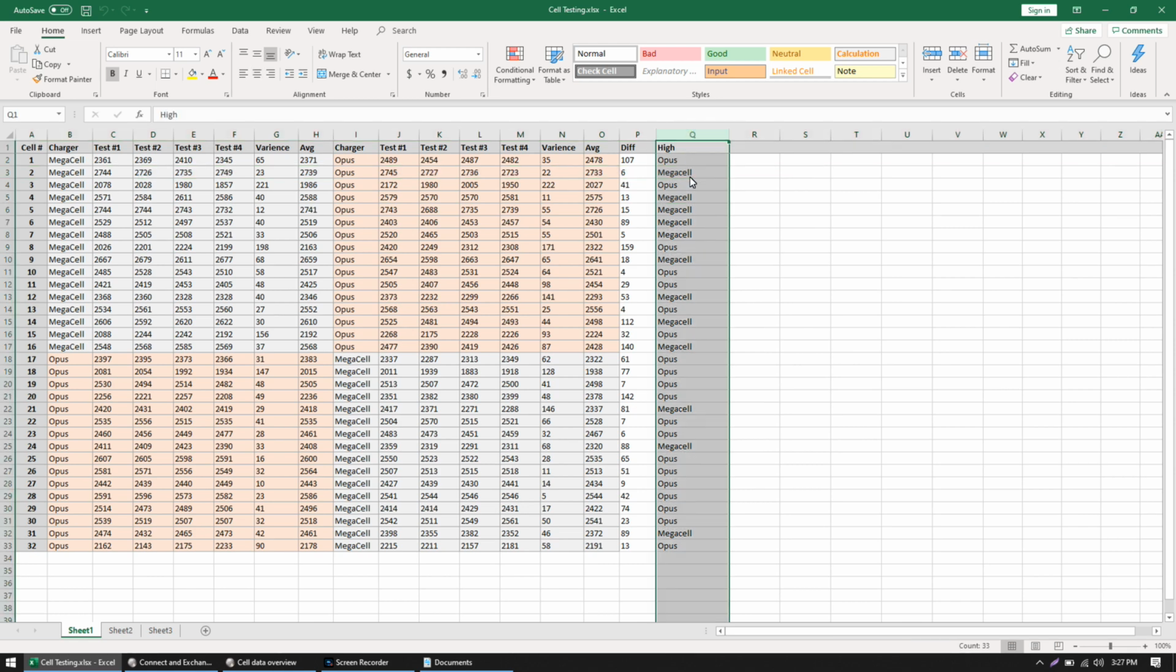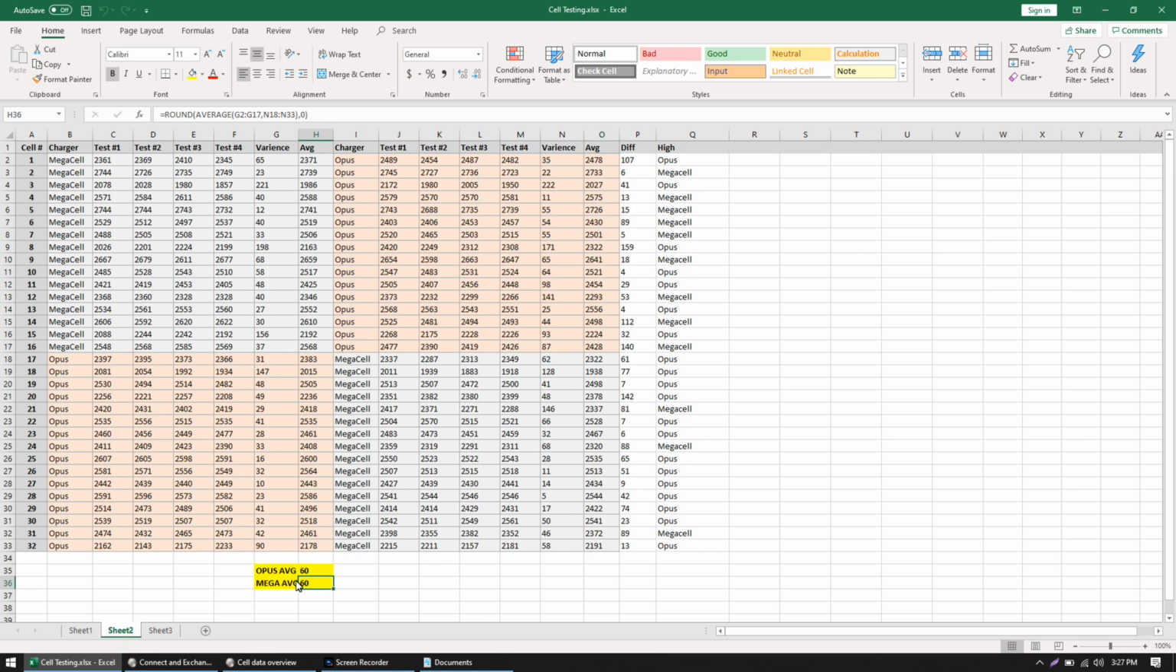So I did notice a trend here. The MegaCell produced, on average, higher results when the cell started in the MegaCell charger, similarly to how the Opus produced higher results when the cell started in the Opus charger. That brings me to the second point.